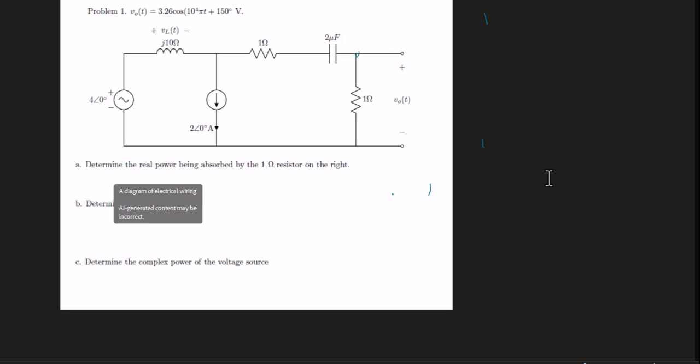Okay, so as usual, the way I'm going to do this is to figure out the complex power and then get the real power out of that. So let's see how we might go about doing that. We've got a current source, we've got a voltage source, we've got an inductor, and we've got a resistor.